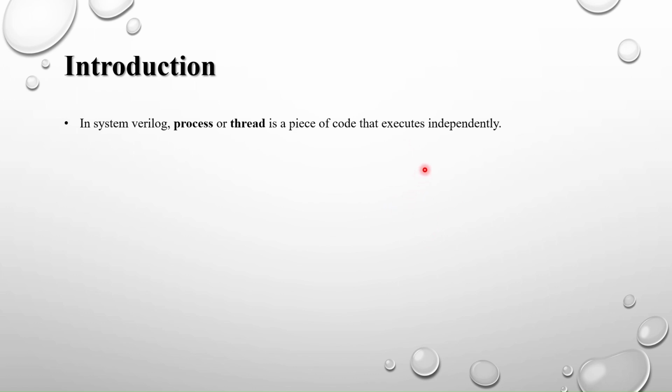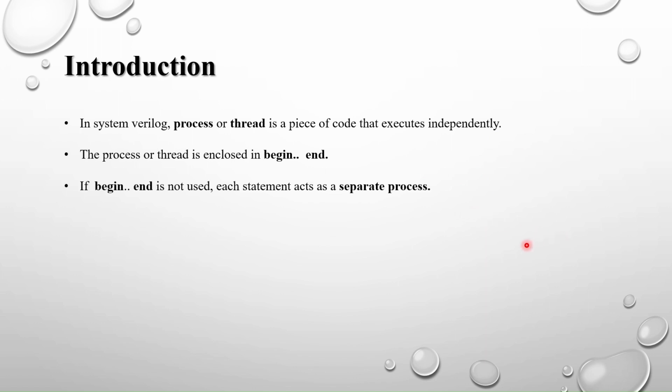It is a piece of code that executes independently, and the process or thread is enclosed in begin and end. We'll write the piece of code inside the begin and end block, the logic or the function or task. If begin end is not used, each statement acts as a separate process. When we have multiple statements, we use begin and end. If there is no begin and end, the single statement is considered as one single process.